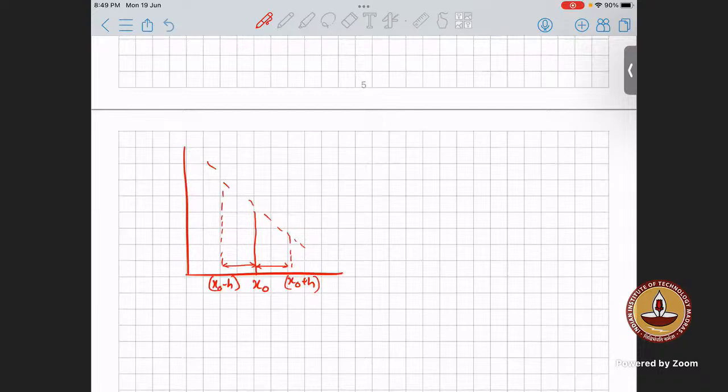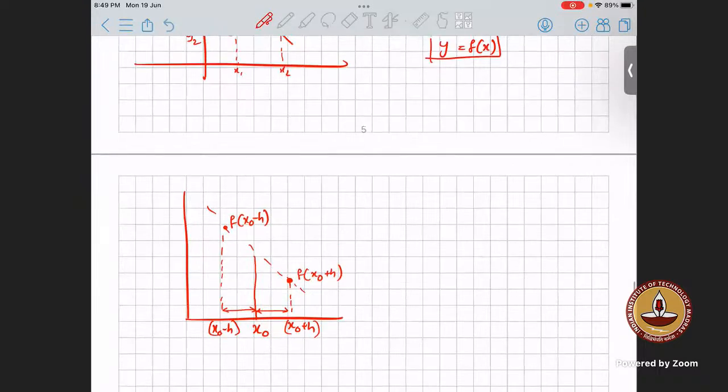Look, what is this point? I'm shading a point now. Can anyone tell the value of this point? X naught plus h, comma, f of x naught plus h. I need just the y value, so I'm writing just that. And this is f of x naught minus h. We know what the line equation is: y equal to mx plus c. Agree?